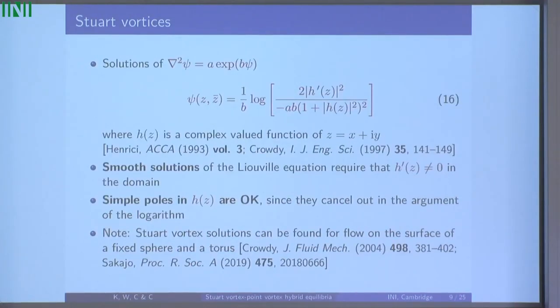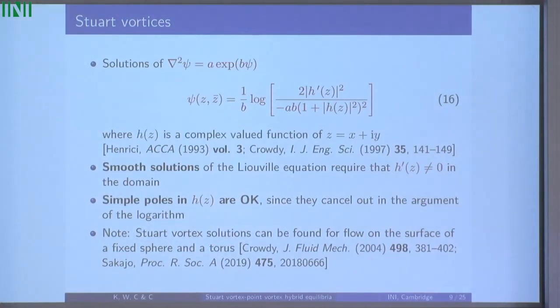So let's now look at Stuart vortices. They are solutions of the Liouville equation, and the Liouville equation has an explicit solution in terms of this complex valued function h of z. Basically, h is arbitrary, in the sense that whatever h you choose, you will still be solving the Liouville equation, except that there are some constraints that you impose if you want particular types of solutions. Let's say you want smooth solutions of the Liouville equation, then obviously you cannot have zeros in h prime, because otherwise you will have logarithmic singularities.